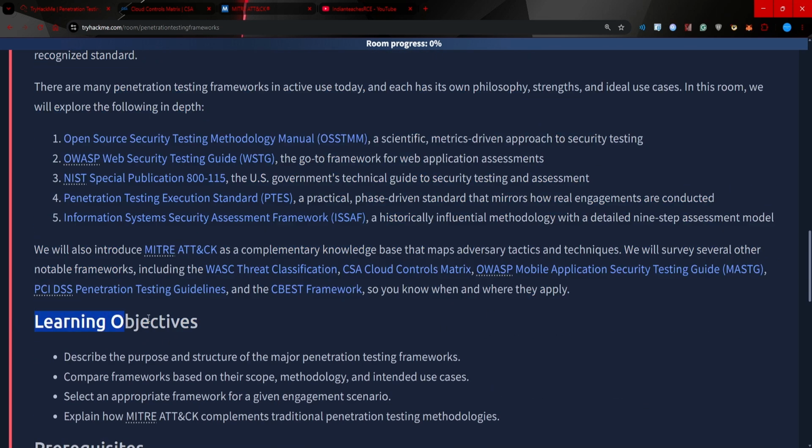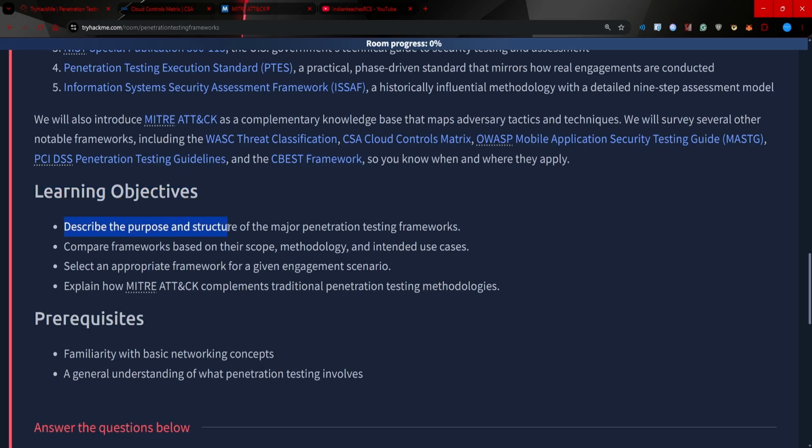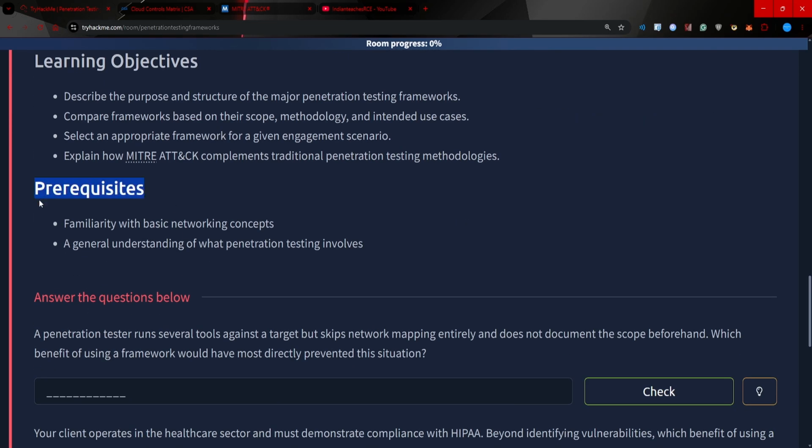Okay, whatever. Learning objectives. Describe the purpose and structure of the major penetration testing frameworks. Compare frameworks based on their scope, methodology, and intended use case. Select an appropriate framework for a given engagement scenario. Explain how MITRE ATT&CK complements traditional penetration testing methodologies. Prerequisites: familiarity with basic networking concepts, a general understanding of what penetration testing involves. Okay, this is simple. Everyone should know these without even any teaching.